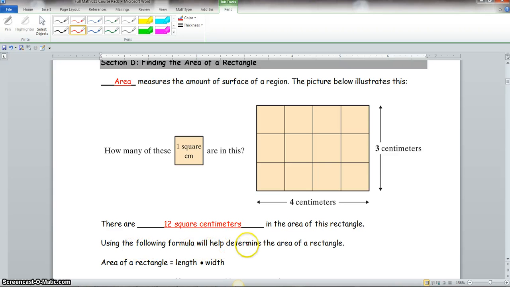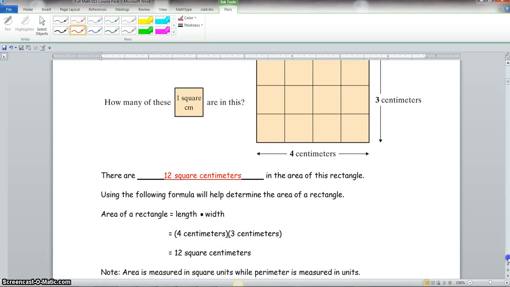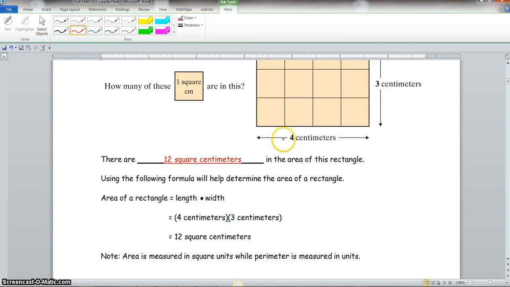Using the following formula will help determine the area of a rectangle. Now we look here. We have length times width. The length is 4 centimeters. The width is 3 centimeters. So we have 4 centimeters times 3 centimeters, which will give us 12 square centimeters. Or you could write it like this. You could write it as 12 centimeters to the second power. That's the same thing as square centimeters. Note, area is measured in square units while perimeter is measured in units.